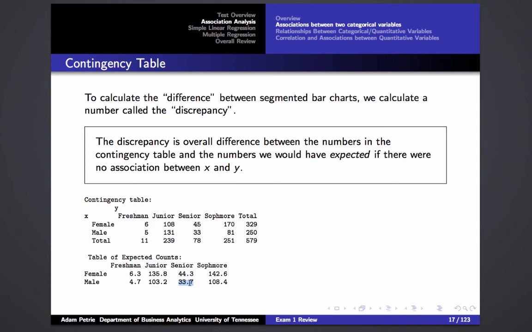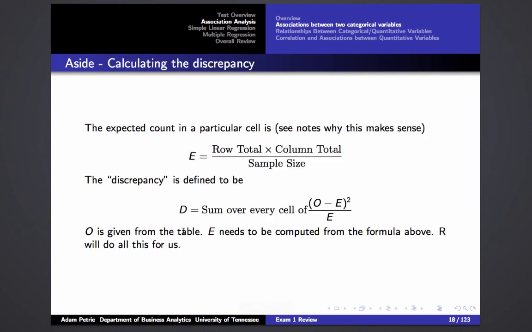Notice that's very close to what I actually observed, but as I scan through all the entries in the contingency table, I see a bit of a mismatch in some places. 108 versus 135.8, 81 versus 108.4. So I do see some discrepancy between the observed counts of my data and what I would have expected those counts to have been had there been no association.